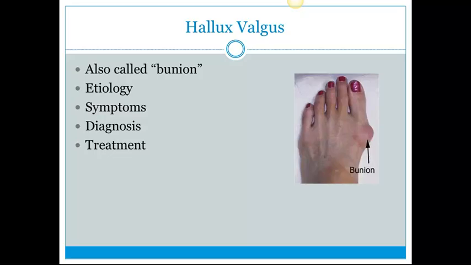Hallux valgus is also called a bunion. The etiology is controversial among experts, but sometimes people will say it's an inherited thing, and sometimes experts will say it's due to improper footwear or wearing high-heeled shoes in women. Symptoms are redness, pain, edema in the area. Diagnosis, X-ray. Treatment, proper shoes, anti-inflammatory analgesics, and sometimes we will need surgery for those that are really protruding. Here's an example of a protrusion of a bunion.